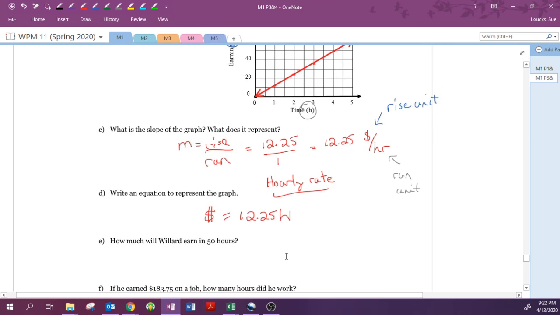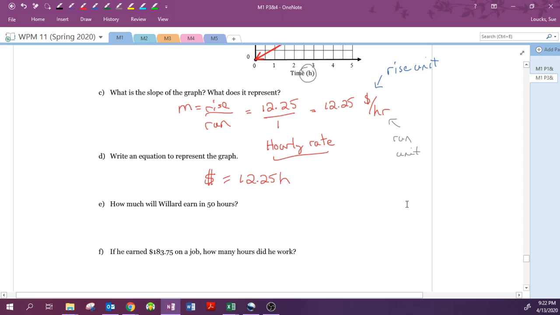How much will Willard earn in 50 hours? We're back to our good friend, the proportion. I always like to put words or symbols out to the side of my proportion. So it's money per hour. That's the information I have. And I know that it is 12.25 for 1 hour, and we are asked how many dollars for 50 hours. And then we're going to cross multiply and divide.